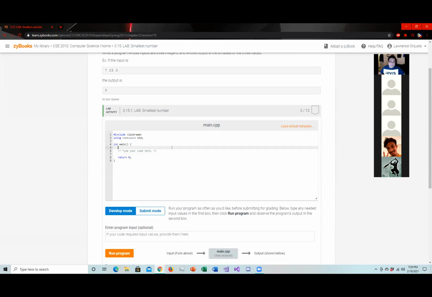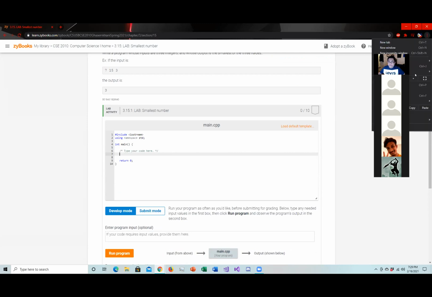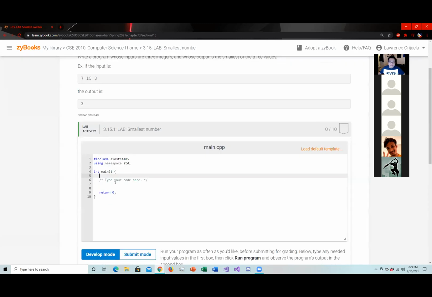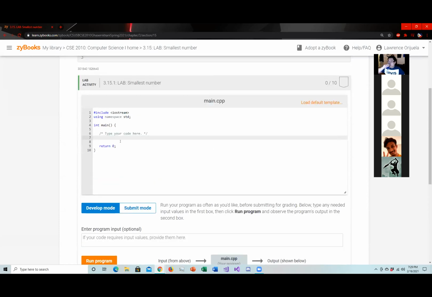Because it was so similar to the last one, I'm going to let you guys tell me what to write. If a brave soul is willing to say some code. We initialize 3 integers again? Yep. What do you want to call these 3 integers? You would just want to call them A, B, and C? Yeah, that's perfect. That's what I would do. Int A, int B, int C. And then we would cin each of the 3, right? Yep. A, B, C.